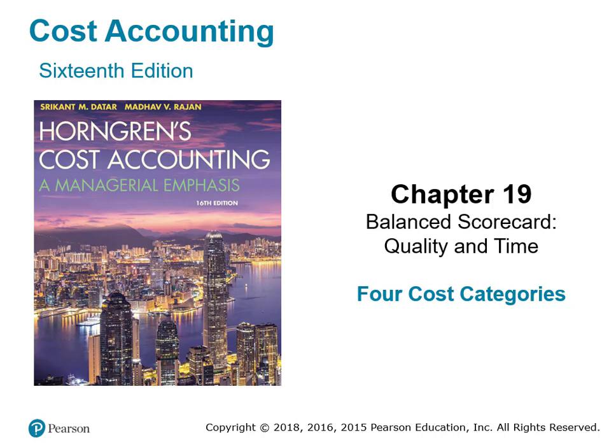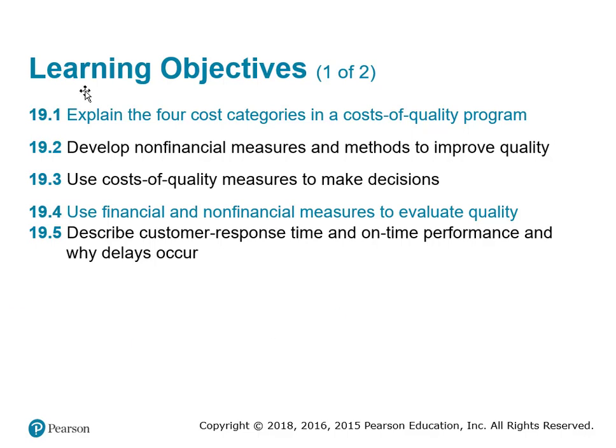Okay, Chapter 19, Balanced Scorecard, Quality and Time. This presentation focuses on the 4 cost categories. These are all the objectives in this chapter, but we're going to really focus on 19.1, and then a little bit on financial and non-financial measures. You have access to the whole PowerPoint that you can use to help you with the reading, okay?